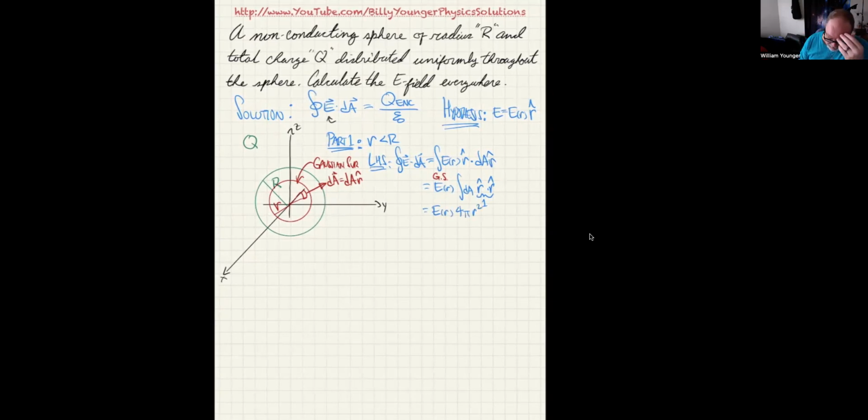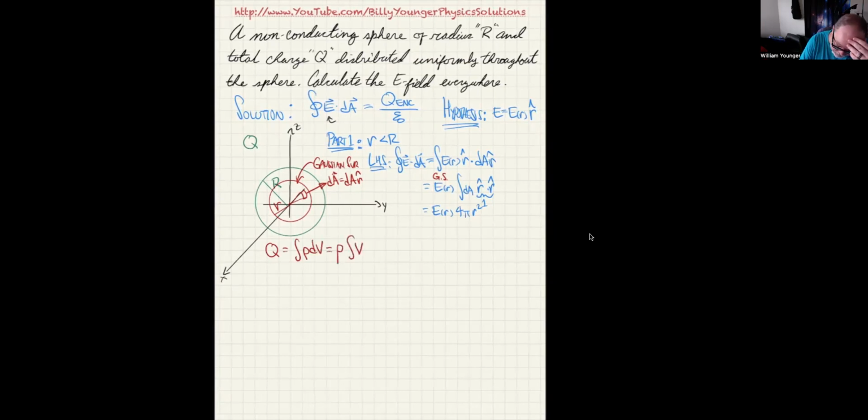Now, here's the hard part: the right-hand side. There are a couple of ways you can do it. I'm going to do it the way with the least math, but I'll spell out how you could do it with the math if you wanted. So if you wanted to use the math, you could say that Q, the total charge, is equal to the integral of rho dV. And since it's uniformly distributed, that rho can just come out in front, and I get rho times the integral of dV.